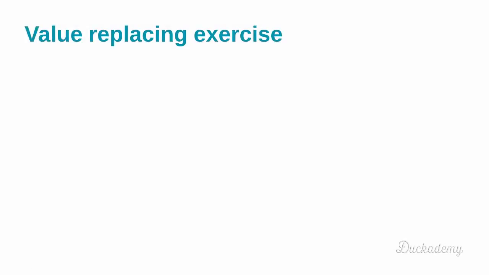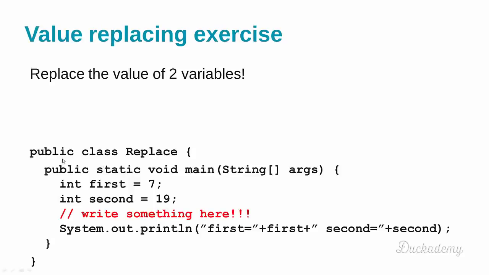Okay, let's make an exercise. It is called value replacing exercise. The exercise is about replacing the value of two variables. Let's take this simple code. Inside the main function, we create an int variable. The name will be first, the type is int, and the value is 7. So we would like to store the 7 in the variable first.